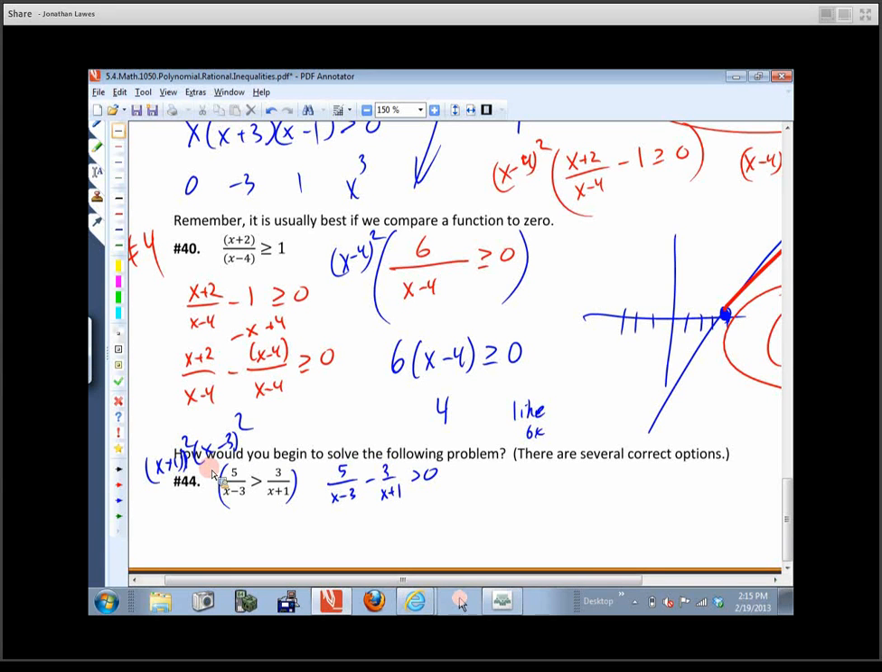Can anybody think of another way to do it? Yeah. So now that it's set equal to 0, you need to get a common denominator. Okay, we do, but can anybody think of another way to approach this? This would work, but you're going to have lots and lots of multiplication to do and lots of factors to deal with. So it would work, it's just going to be fairly lengthy. Can anybody think of another way?